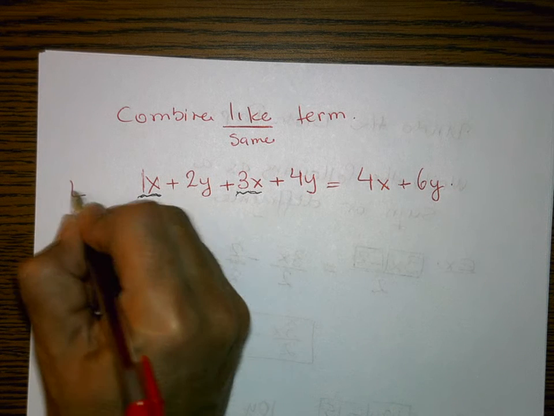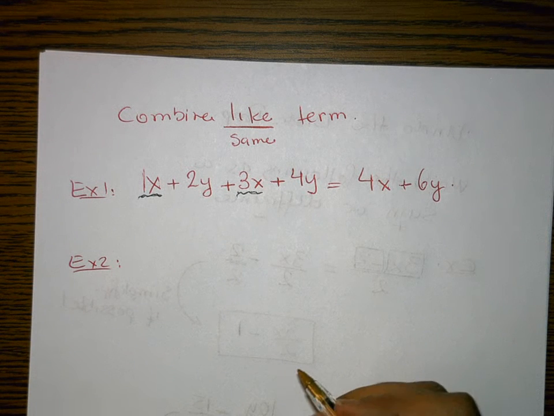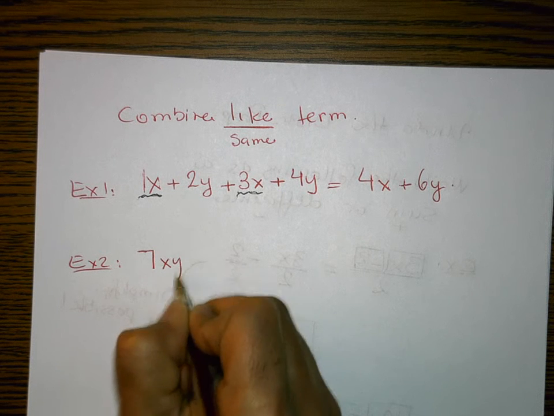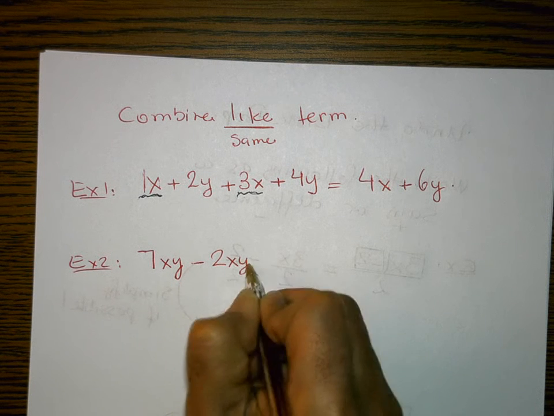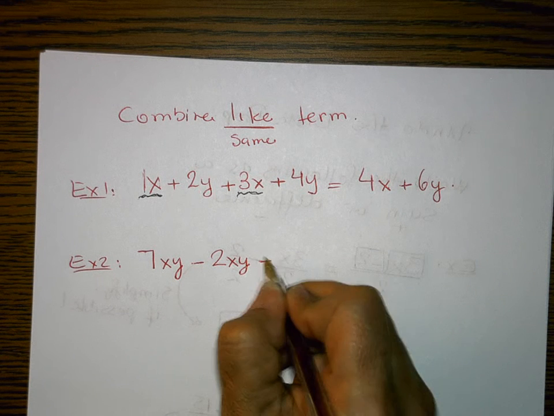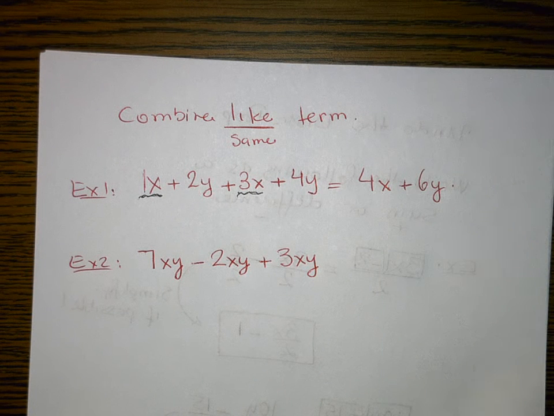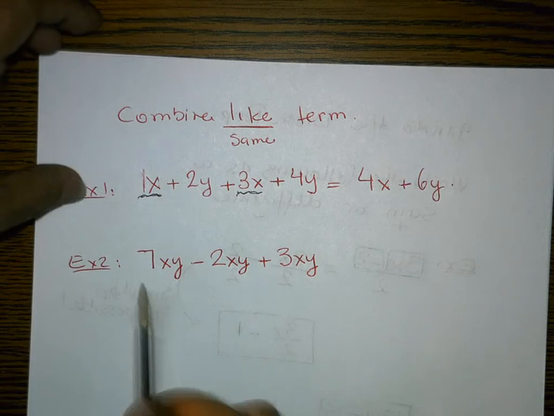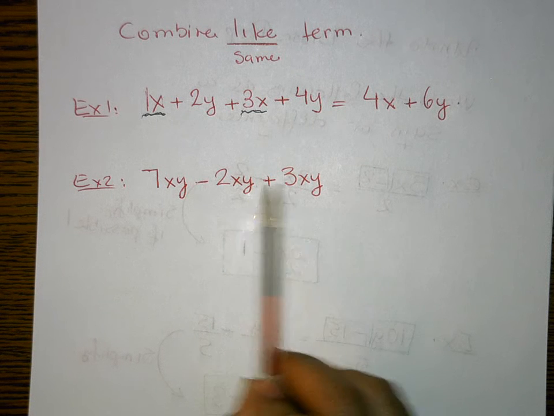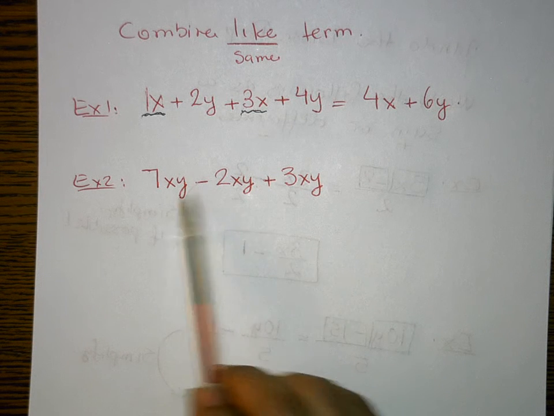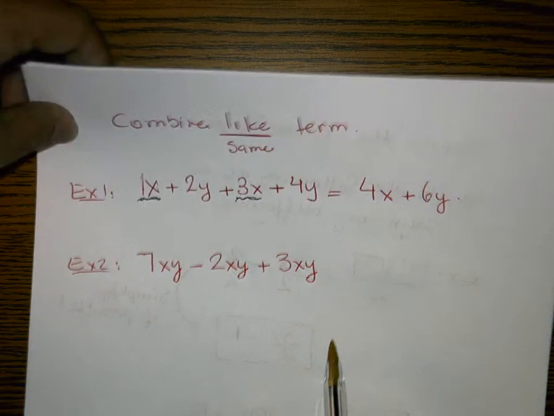Here was example 1. Let's do example 2. Let's do 7 xy's, but let's subtract 2 xy's, but also let's add 3 xy's. Okay, and they ask me to simplify it. Can you please simplify this expression? I'm like, okay, so this is an xy, this is also an xy, this is also an xy. They're all the same term, so they are like terms. So I can just combine them together.